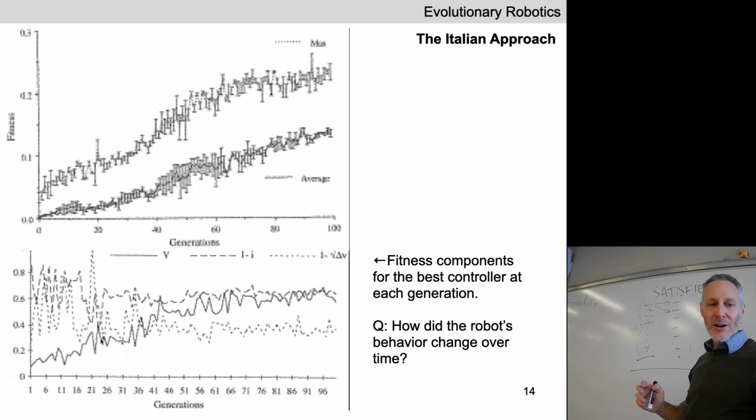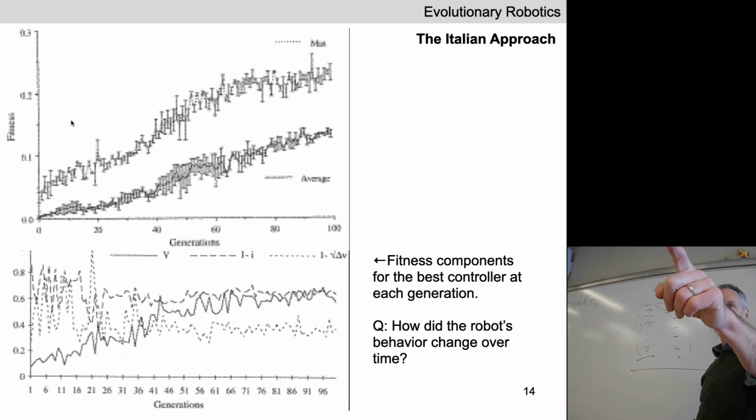Again, I'm so sorry it's hard to see here. You'll have to trust me. We've still got evolutionary time on the horizontal axis here. And they're now plotting the three terms, v, 1 minus I, and 1 minus the square root of delta v. They're plotting those three curves for the best individual in the population over evolutionary time. What's going on here? Remember, we're ultimately multiplying the values of these three terms together to get the vertical axis up here.